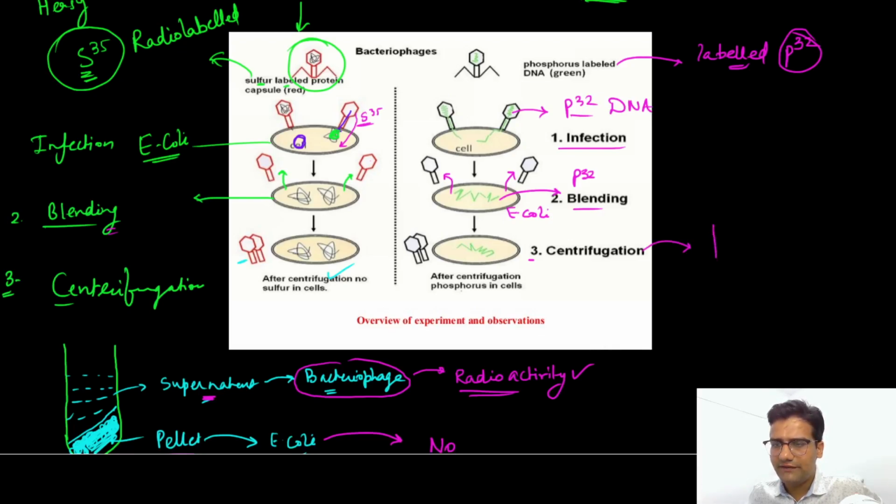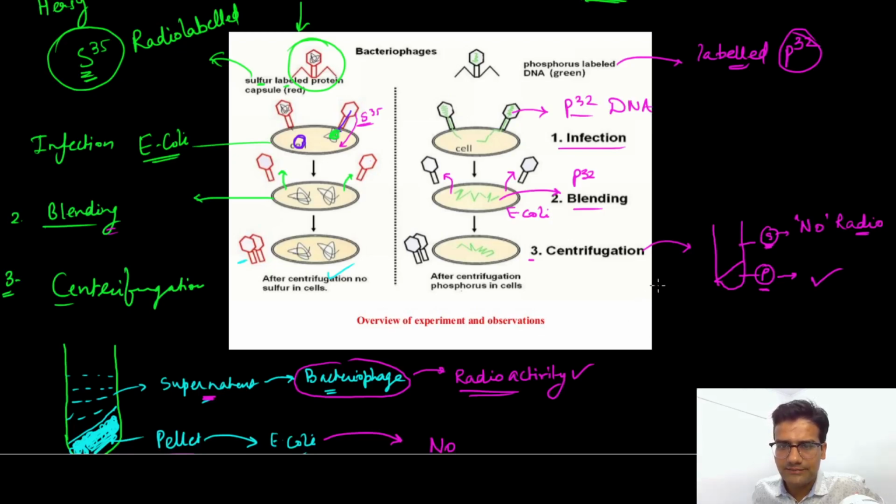Similar to the first case, the centrifuge tube contains two parts, the pellet part and the supernatant part. Now, because the pellet represents the E. coli cell, the bacterial cell, the supernatant contains the bacteriophage. In the bacteriophage part, that is the supernatant part, there was no radioactivity. But radioactivity was present in the case of the pellet. So in the pellet, there was radioactivity recorded.